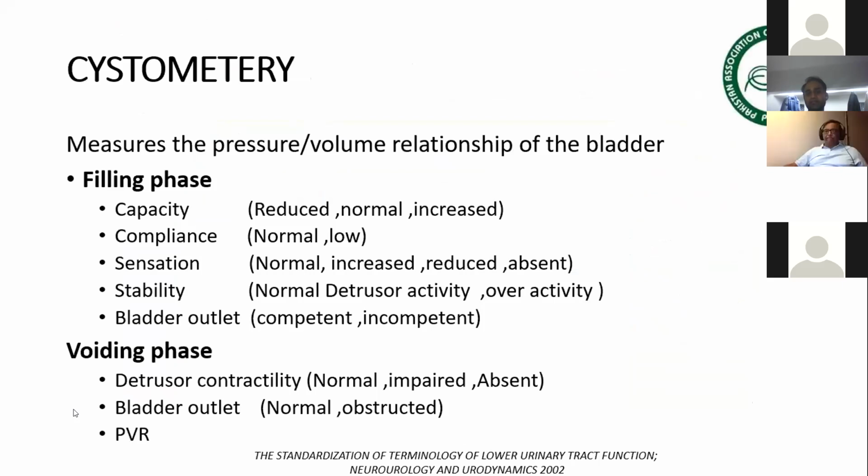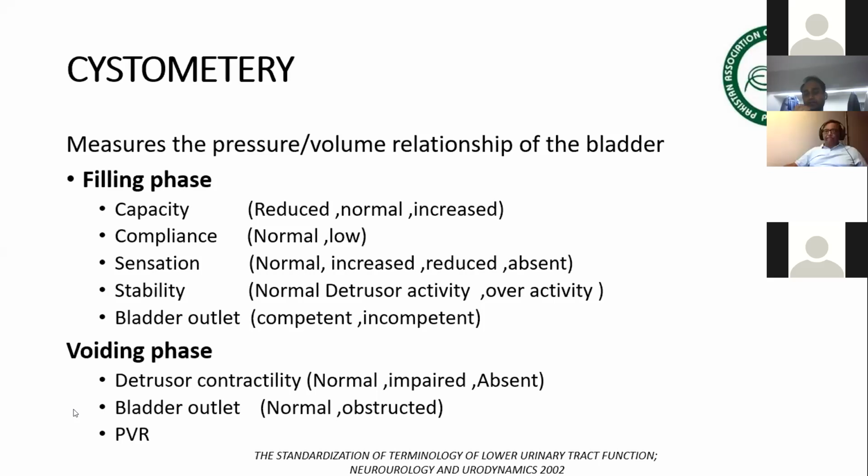So this is basically a summary of what I have talked about till now. Cystometry is to measure the pressure-volume relations of the bladder. It comprises two phases, the filling phase and the voiding phase. The things we have to look for in the filling phase are these 5 important things. I would like you to remember these and to comment upon them when we move on to the cases. So: the capacity, the compliance, sensation, stability, and the bladder outlet in terms of leakage, whether competent or incompetent. In the voiding phase, you need to look for the detrusor contractility, the bladder outlet, whether it's obstructed, normal or unobstructed, and the post-void residue.